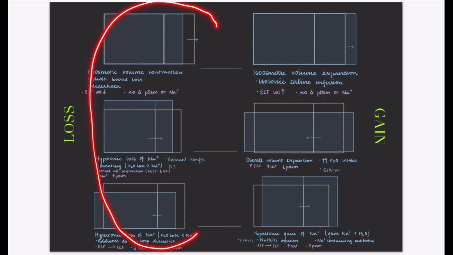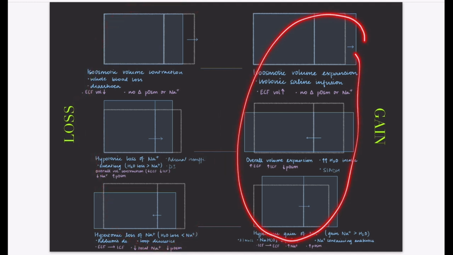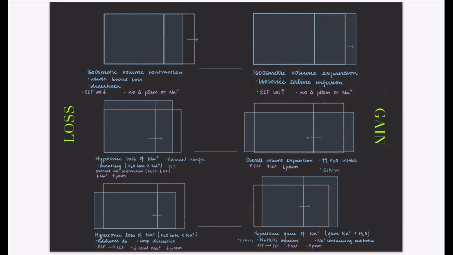This side of the page is all of the losses, and this side of the page is all of the gains. So the first situation that we had discussed was the isotonic fluid. So I'll just write that over here. The second case that we had discussed was of the hypotonic fluid. And the third one was what happens when we add or remove the hypertonic fluid.